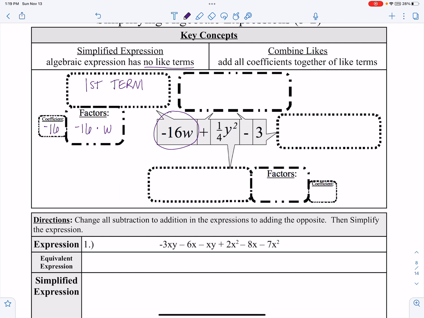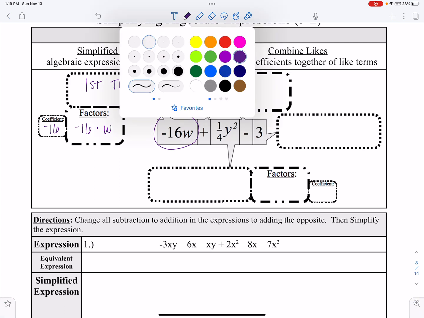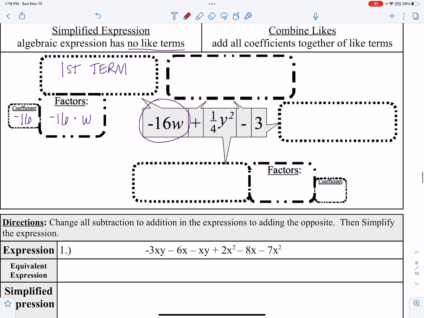Now separated by addition, we have another term. So our next term, we'll go ahead and label this as second term. This term has two factors. So I see the coefficient of 1/4 multiplied by y and another y. So that's why it's different. It's not a like term to the 16w because it's a different variable, but you notice it also has two variables attached to it because of the squared. The coefficient is the number in front of the variable, so our coefficient is 1/4.